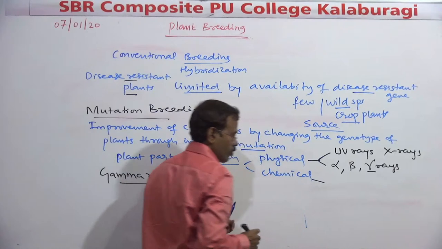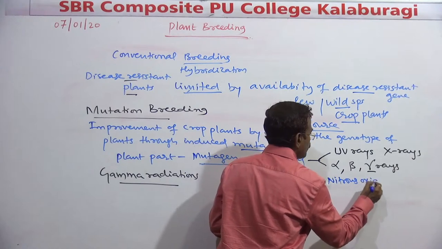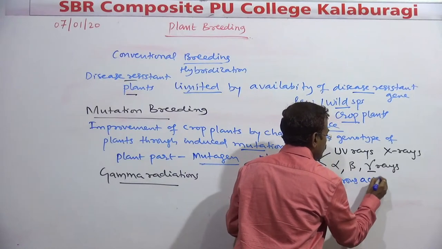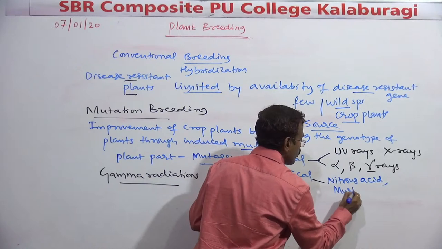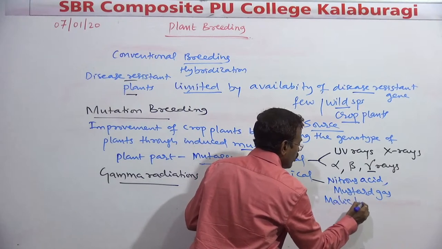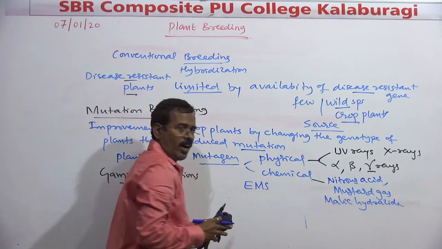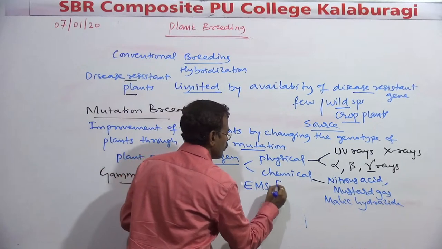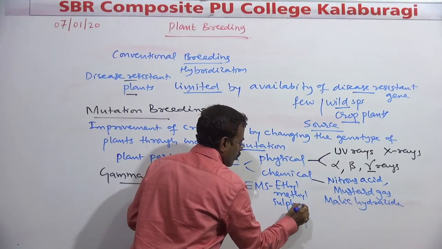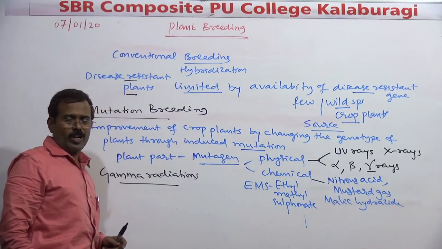So the chemical mutagens can be nitrous acid, not oxide, nitrous acid, then mustard gas, then maleic hydroxide, then you have EMS, ethyl methyl sulfonate. These are some of the chemical mutagens which can be used to induce the mutation.